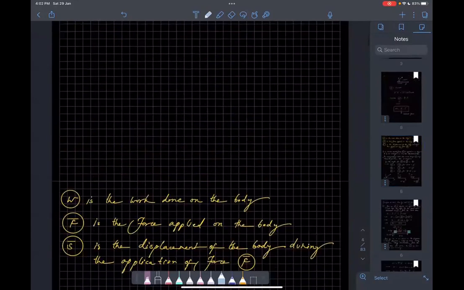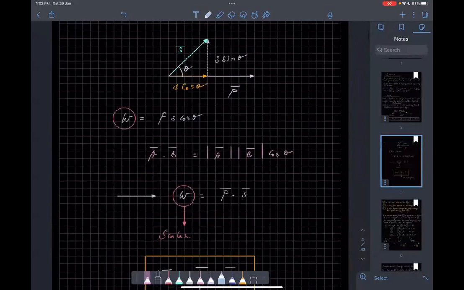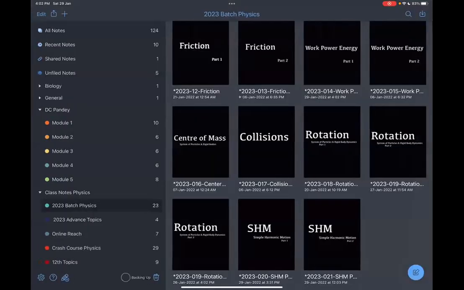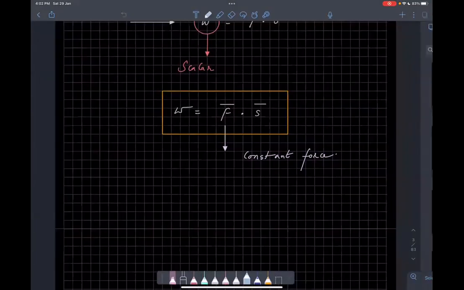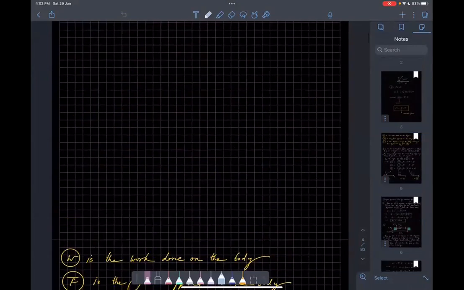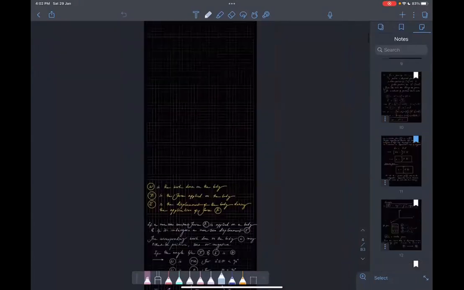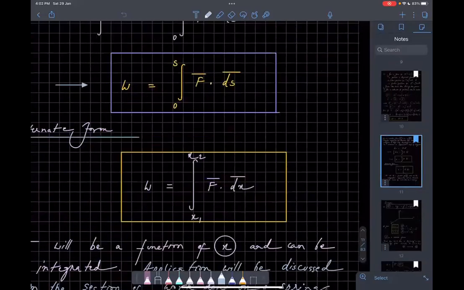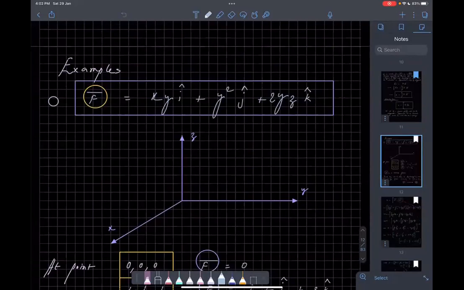Okay. Anyway, I'll show you what kinetic energy is. I don't know why this. One second. Work power energy part 1. Okay. So anyway, we'll do that again.